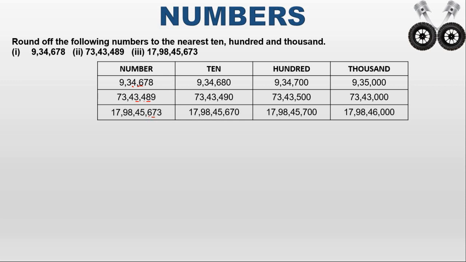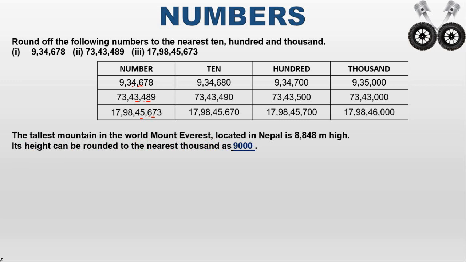Okay. So next one is, you have to move on to the 1000 portion. What is in the 1000 portion? 5. So you have to look at the right side number. What is in the right side number? 6. So 6 is greater than 5. That means you have to add 1 to the 5. So it will become 6. So the answer is 17 crore 98 lakh 46,000.